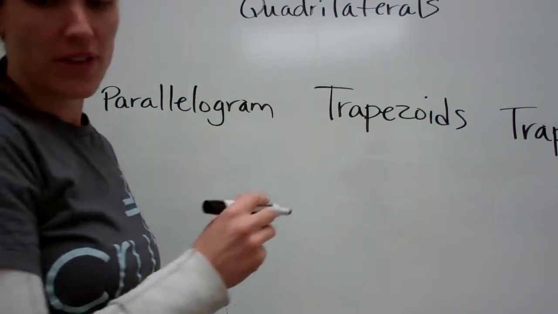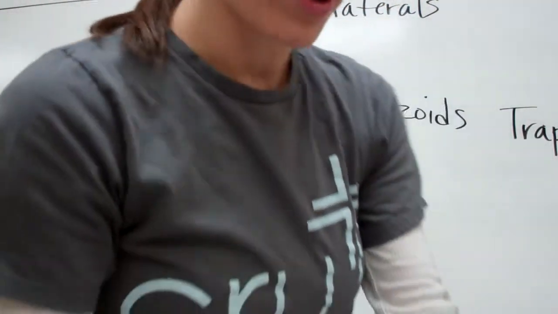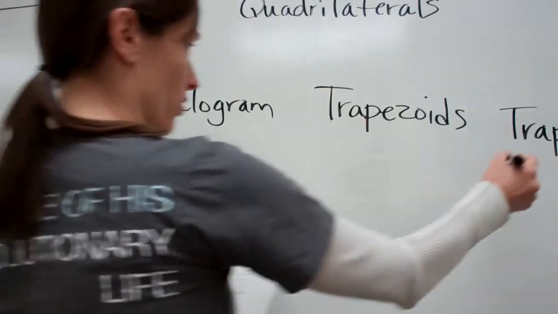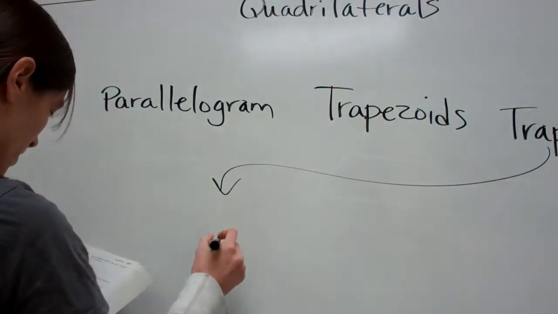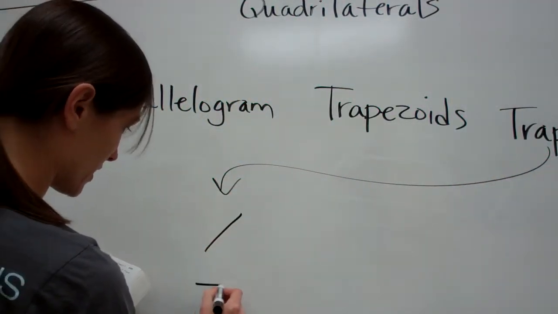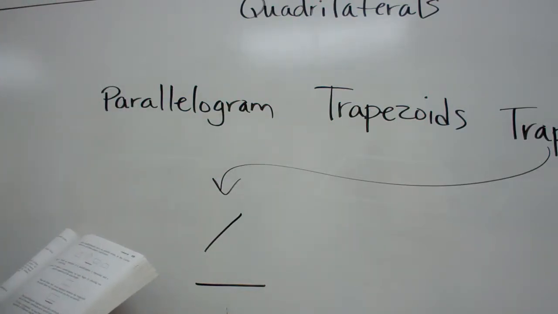So an example of this one would be, and I'm going to draw this one, these ones are a little bit harder. These are trapeziums. So I've got this one, and then this one goes this way. So that's the top and the bottom.